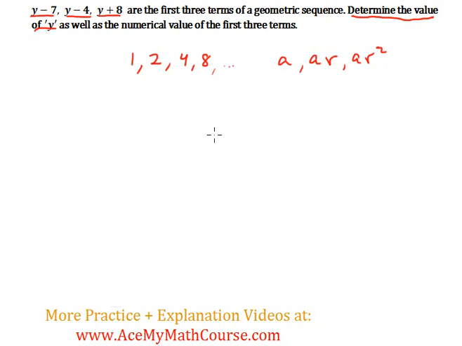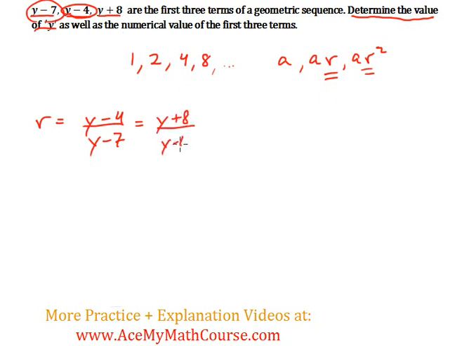Well, r never changes, right? And to calculate r, I can take one term and divide it by the previous term. So y minus 4 over y minus 7 is one value of r. Another value of r is y plus 8 over y minus 4, the third term divided by the second. So we can make this an equation and then solve for y. So, how can we do that?